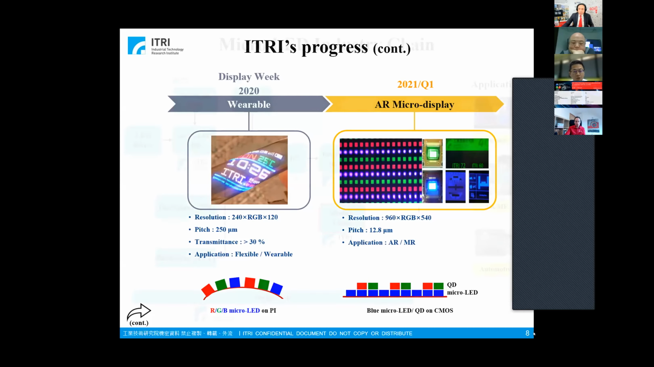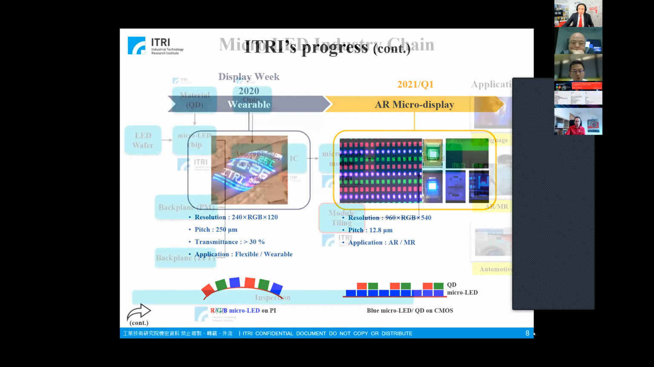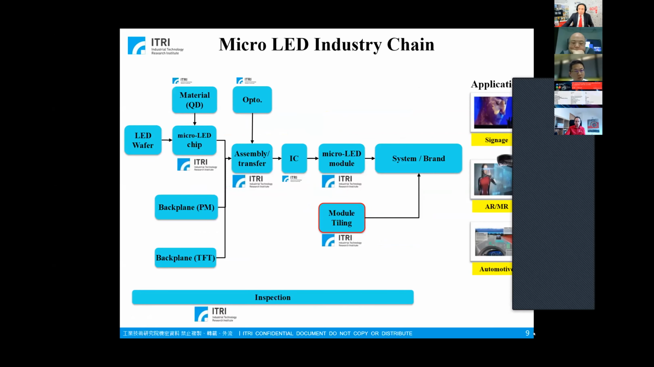ITRI can play a role to coordinate the whole supply chain to make application commercialization happen in Taiwan, so that component manufacturers and system manufacturers can make sure their products can be mass transferred and mass produced. Also, we'd like to mention a little bit about module tiling, which is the key processing step for larger size micro LED display.